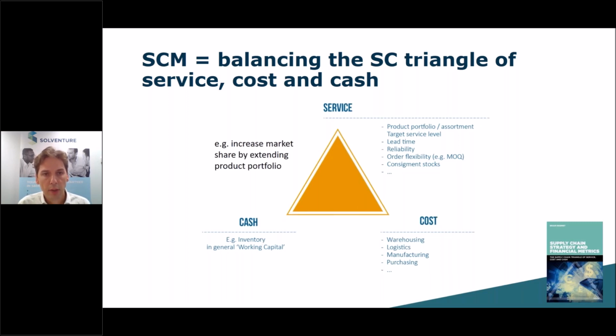Second example, if you are in marketing or in sales and you have a target to increase the market share, how do you increase the market share? Well, maybe you take the initiative to expand the product portfolio. Well, if you expand the product portfolio, let's really hope that the customer sees that as an improved service because of an improved choice. But again, if you introduce new products and you extend a product range, not all of these products will be equally fast moving.